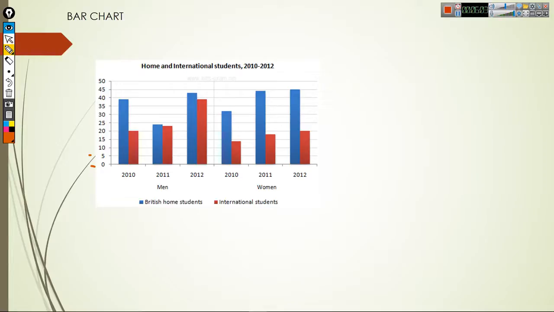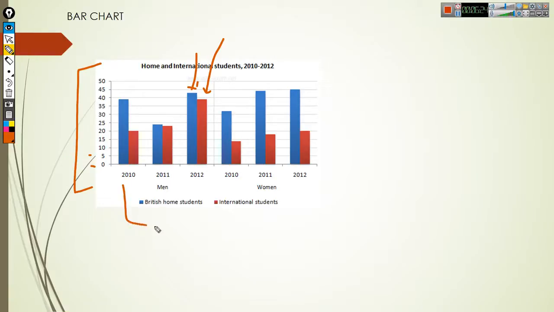Just actually this is a bar chart regarding an exam, and blue represents British home students, and the red one indicates the international students. Okay, and this is the number of students 0, 5, 10, and these values are years.